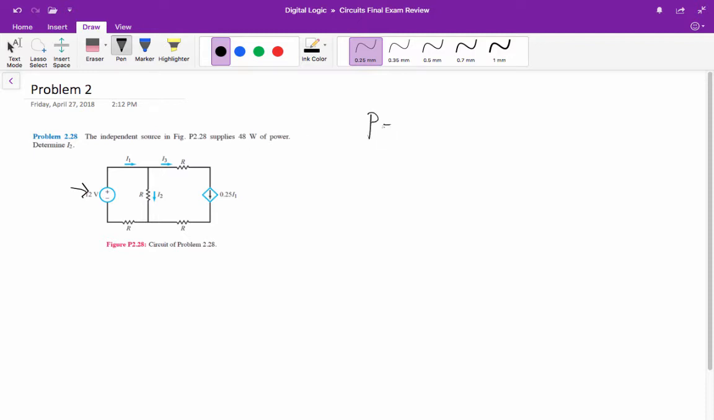Well, we know that power equals current times voltage. So 48 watts has to equal, now the current that's going through the voltage source is I1, because they're in series, I1 times the voltage, which is 12 volts, or I1 equals 4 amps.